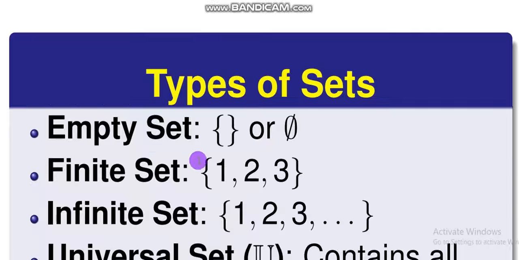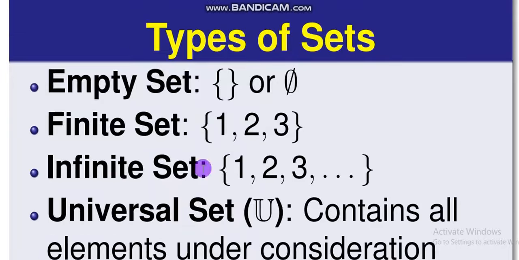And then we have finite set. A finite set is a set with limited number of elements. As you can see, this one has 1, 2, 3 elements. The elements are limited. You can count them all. But when the elements are infinite, there is no end to the element in the set, then we call it infinite set. This one finite set, and this one infinite set. You can see 1, 2, 3, and so on, meaning there is no end to it.